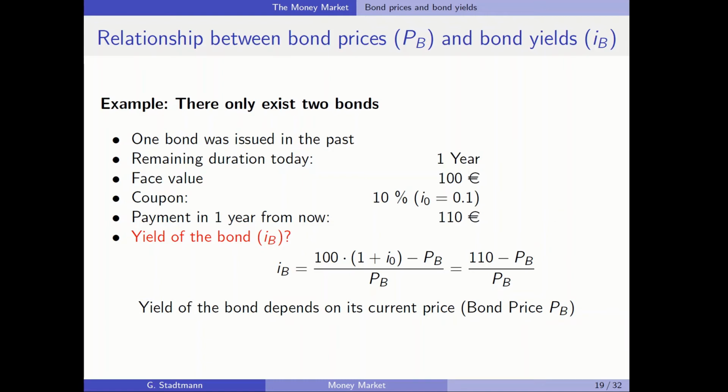What is the yield of this bond? What is the yield of this bond IB? So we have to plug in the face value of 100 and the coupon of 10%. We know that in 1 year from now we get back 110 euros from the issuer of this bond. So the bond yield today is equal to 110 minus the price we are paying today, divided by the price we are paying today. So the yield of this bond depends on its current price, the bond price PB.